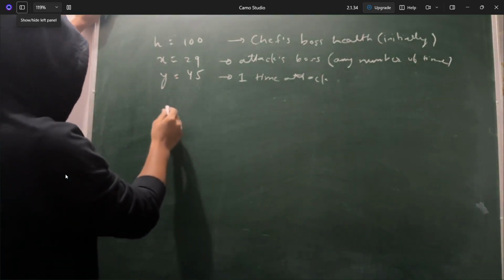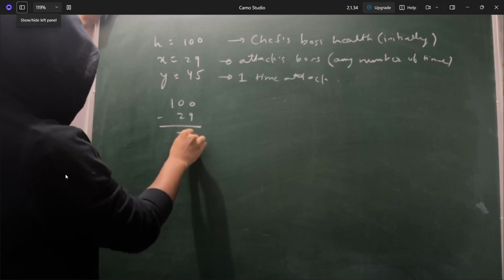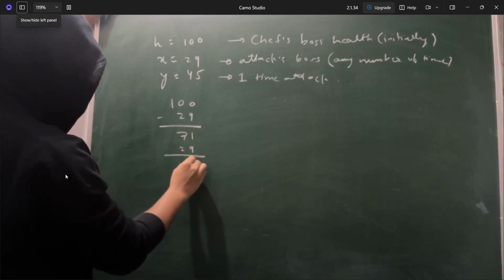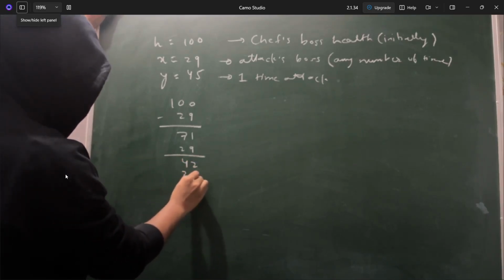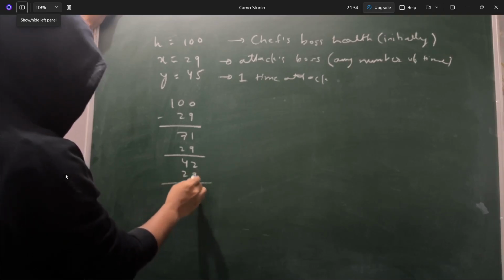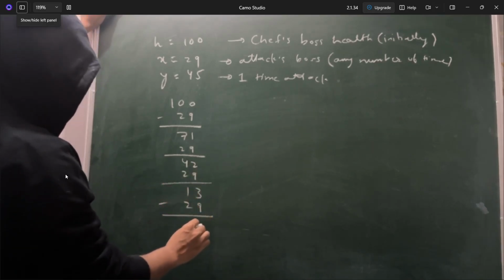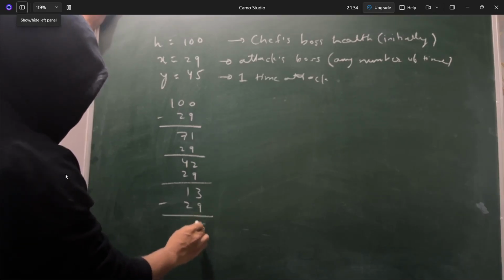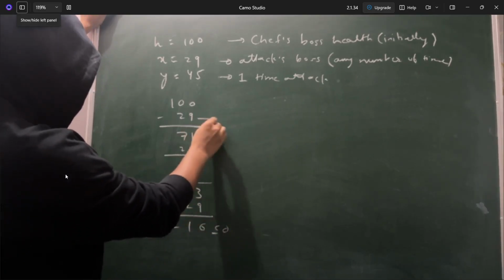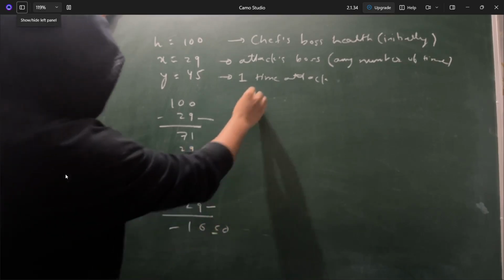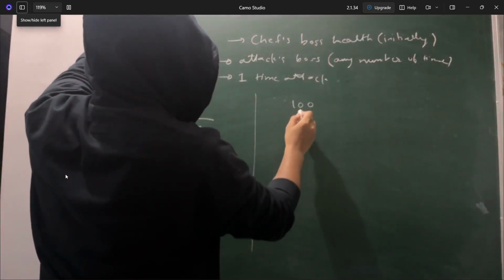If you use only x operations, let's try to understand how many operations you'll be requiring. This is 71 basically, and if you remove 29 again, this is 2 and 42. Let's try to remove 29 again, so it is 3 and it is 13. If you remove one more 29, it will be a negative value, 4 and minus 16. So minus 16 we have, which is less than or equal to 0. How many operations are you using? 1, 2, 3, 4 attacks you are doing. Let's try to understand by taking the y attack once. So that will be 100 minus 45.